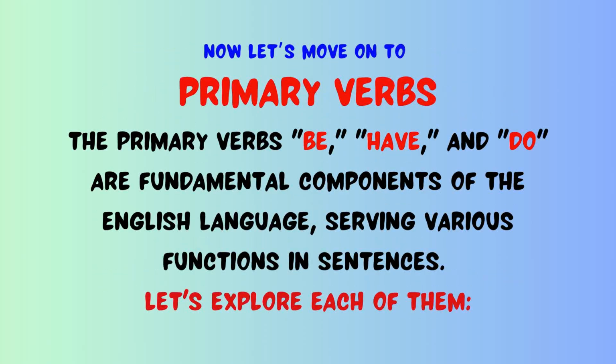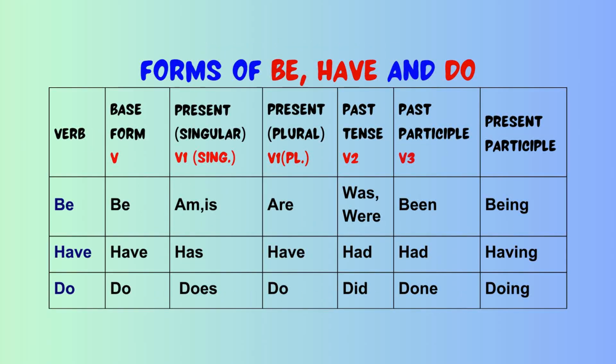Now, let's move on to primary verbs. The primary verbs be, have, and do are fundamental components of the English language, serving various functions in sentences. Let's explore each of them. Let's move on to forms of be, have, and do.